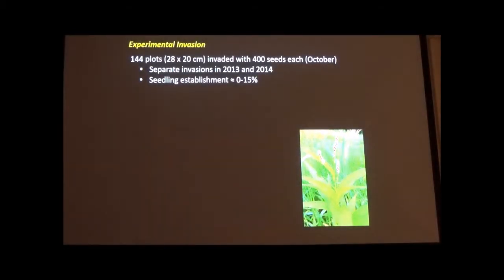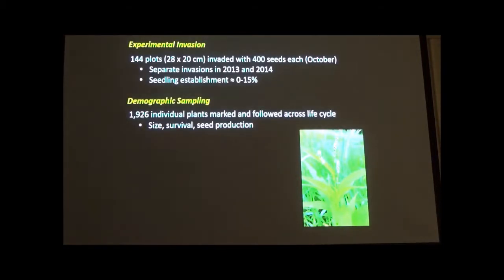So we set up 144 relatively small plots. Granted, this is a relatively small plant, at least it certainly can be. Some of them get kind of big. And we invaded them with seeds each year, for 2 years. We had different plots each year, so we weren't invading again. We're invading separate plots. And overall, we had pretty variable seedling establishment with a maximum of maybe 15% or so. Over the 2 years, we followed about 2,000 individual plants that we marked and measured for size, survival, and seed production. I should mention this is an annual plant.